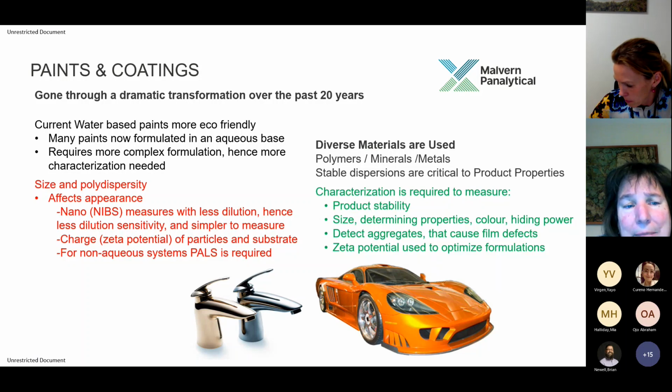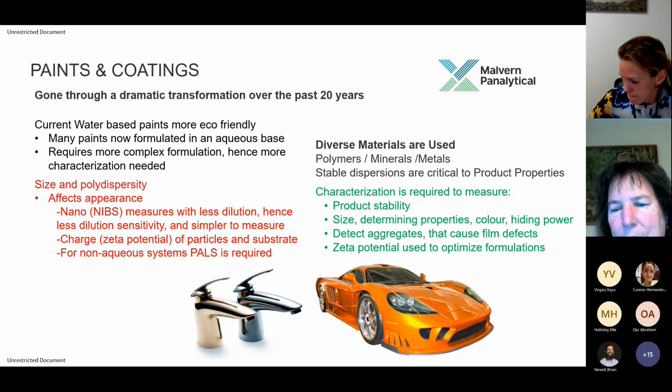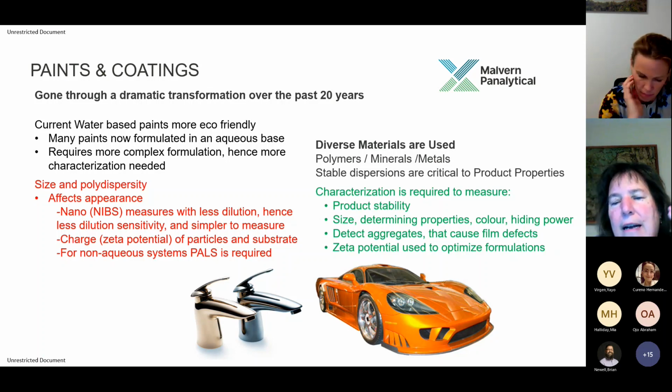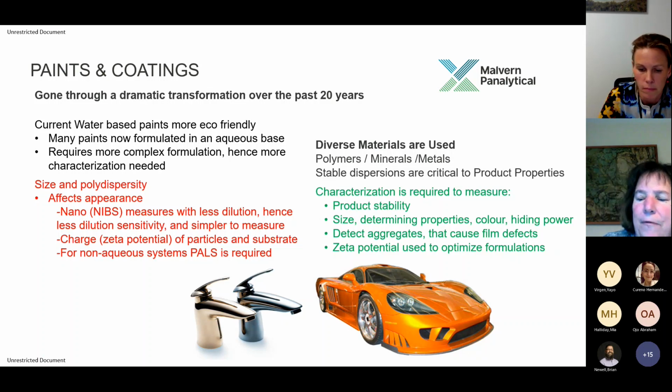Of course, the polydispersity can grow if the paint is not very stable. So a certain amount of stability also has to be built in, and that's why Zeta potential becomes very important when it comes to the paints and coatings applications. So you need to do the size measurement and Zeta potential in order to determine the product stability, and understand the properties such as color and hiding power for these paints.